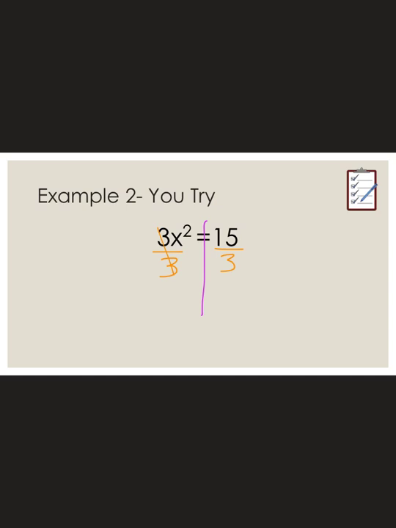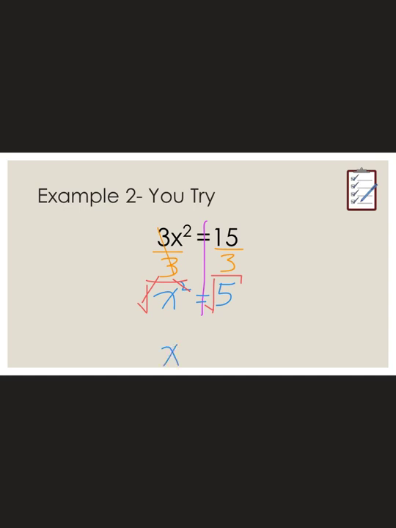And you'll be left with x squared is equal to 5. And the same thing that you've done before, how do you get rid of a square? You take the square root. And because this is algebra, what you do to one side, you do to the other. On the left, your x will be left by itself.